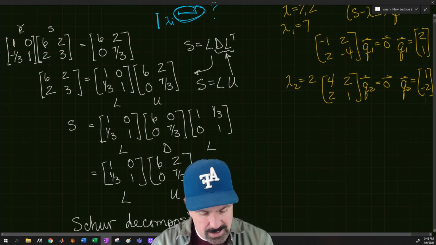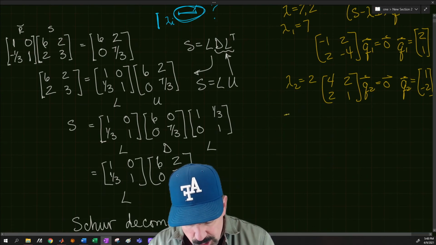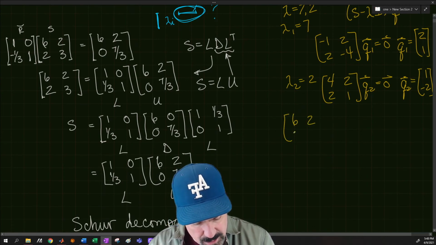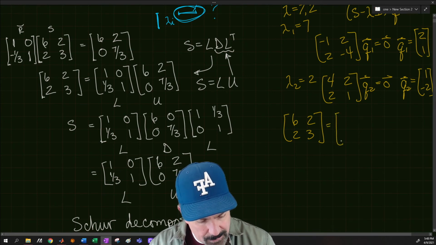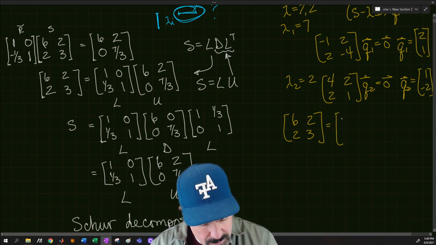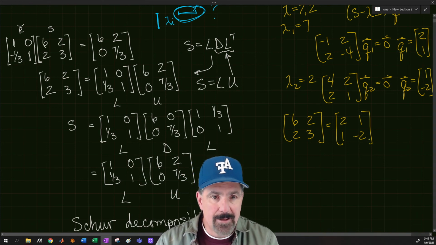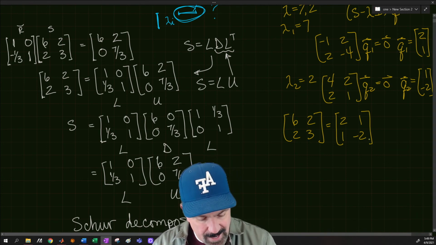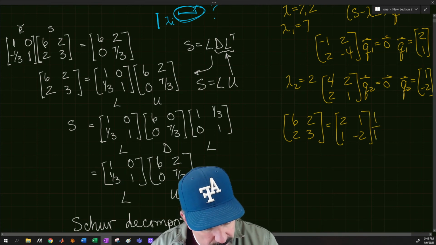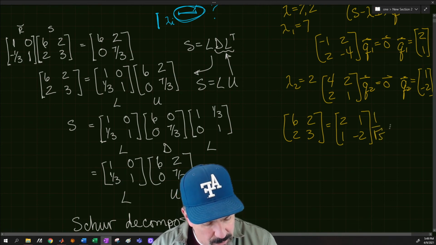So what this gives us then is the decomposition, the fact that [[6,2],[2,3]] is equal to, and I'm going to build the Q matrix here. So this is [[2,1],[1,-2]], and I'm going to scale each of those vectors by a square root of 5. So I have a 1 over the square root of 5 that I've included here.